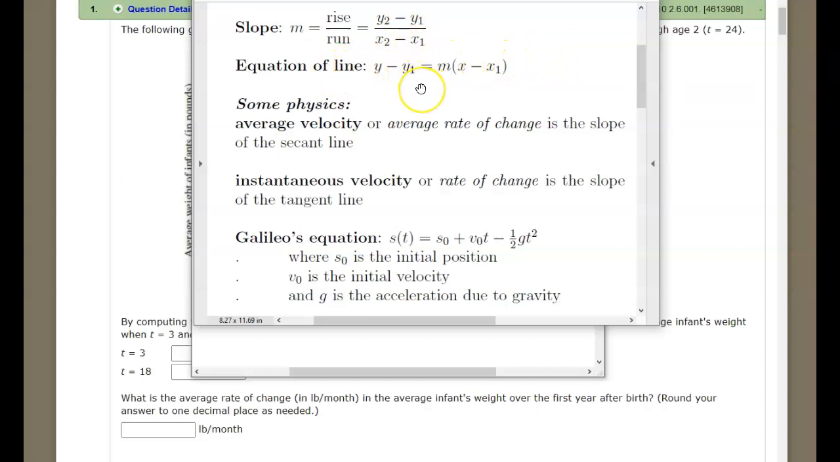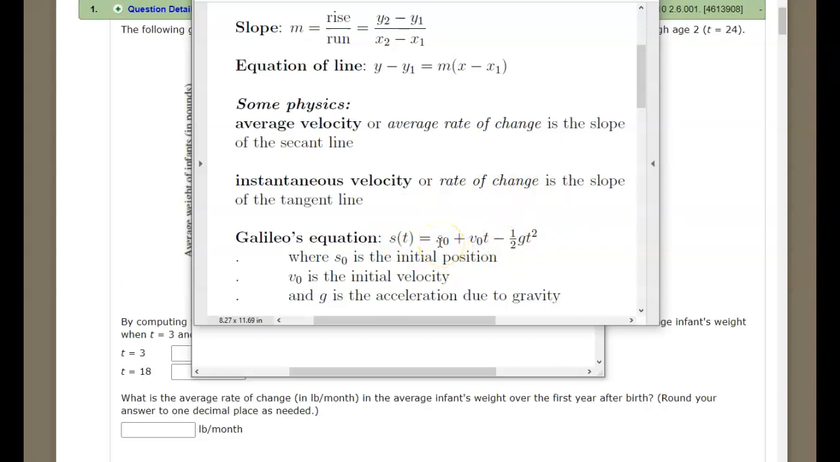Some physics that we're going to look at are average velocity, or the average rate of change, which is the slope of the secant line, and the instantaneous velocity, or the rate of change. If it doesn't say average, it means the instantaneous, which is the slope of the tangent line. Galileo's equation shows up because we're going to look at some formulas. You won't have to actually motivate the formula, but for those of you who see some physics, you might be interested to know a little bit more about Galileo's here.